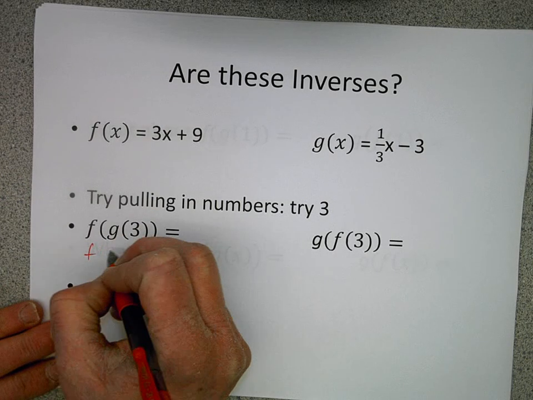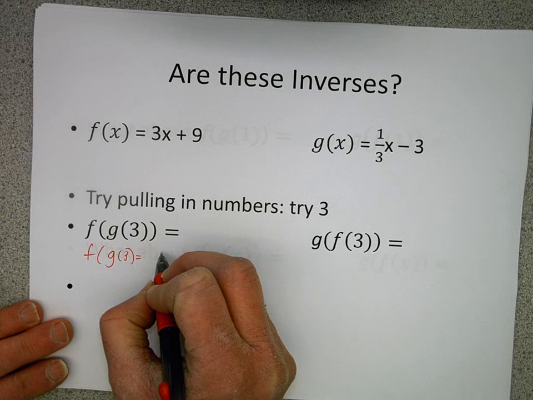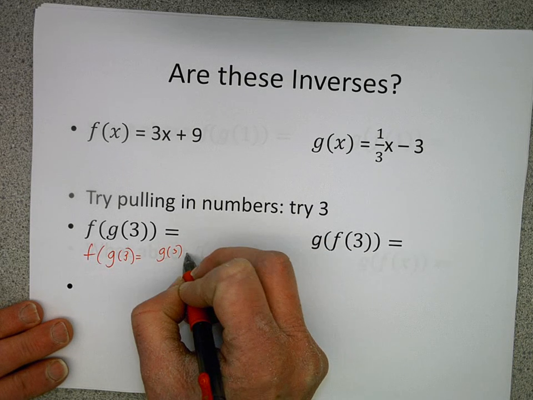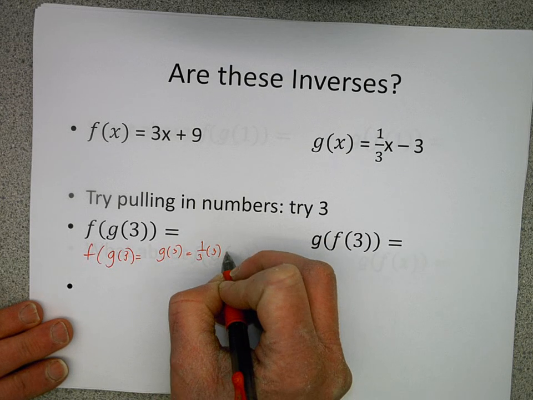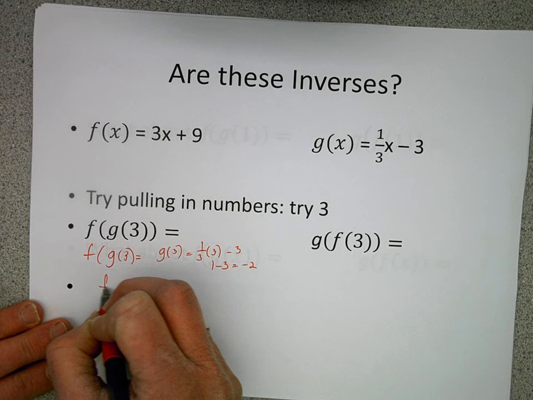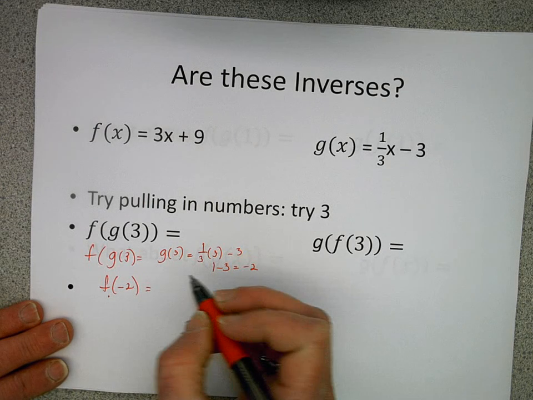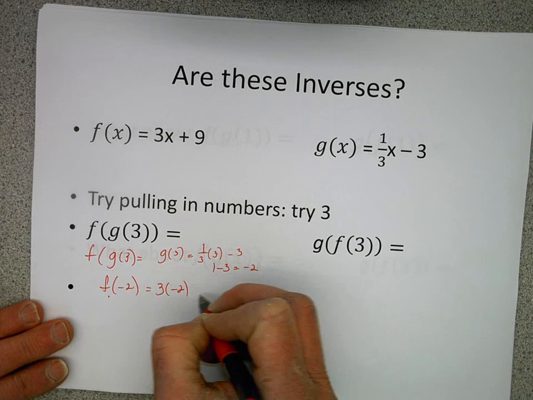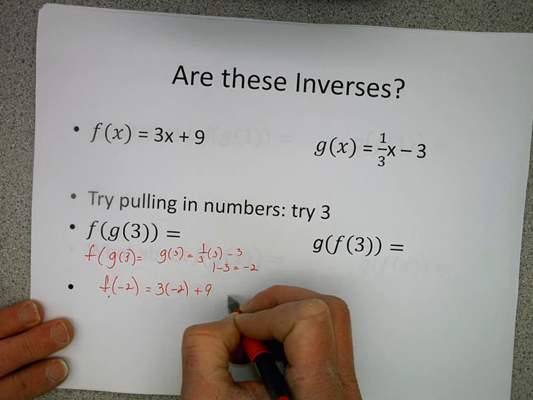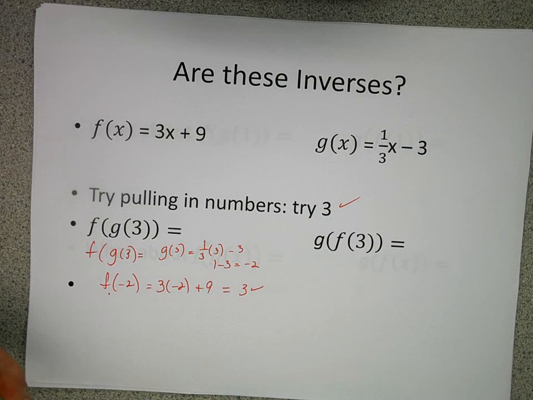So I'm going to find f of g of 3. That means I'm going to plug 3 in the g equation. So 1/3 of 3 minus 3. That's 1 minus 3, which is negative 2. And now I'm going to plug negative 2 into the f equation. I got negative 6 plus 9, which is 3. I got back my original number. I know that means it's an inverse.